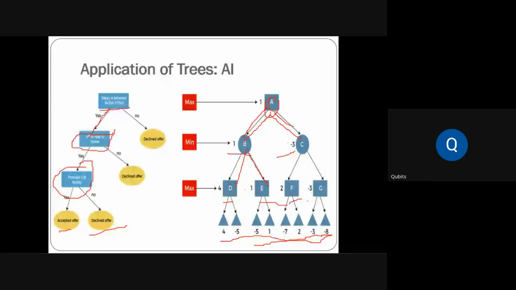Hello, sir. Please, where do the numbers that we are seeing in the tree come from? I can see 1 minus 3. Yeah, that's what I'm saying. They're just arbitrary values that are assigned to each of the options that you make. Did you hear me? Yes, sir.